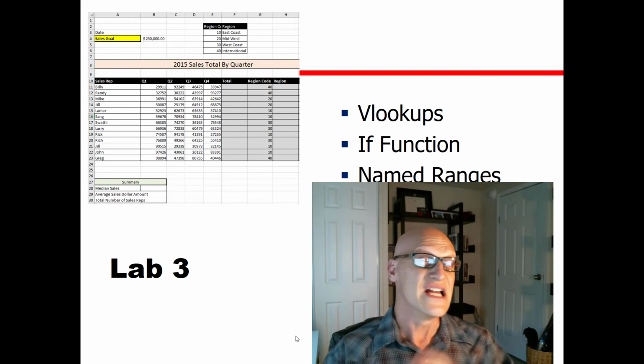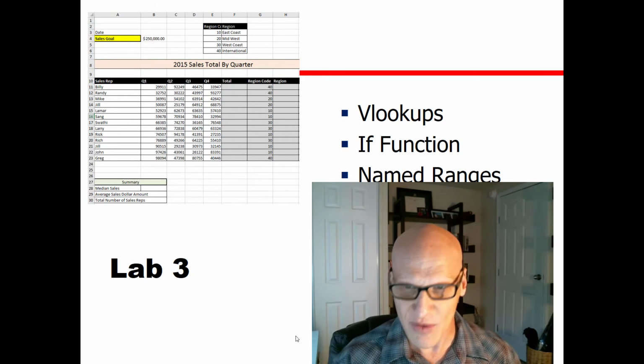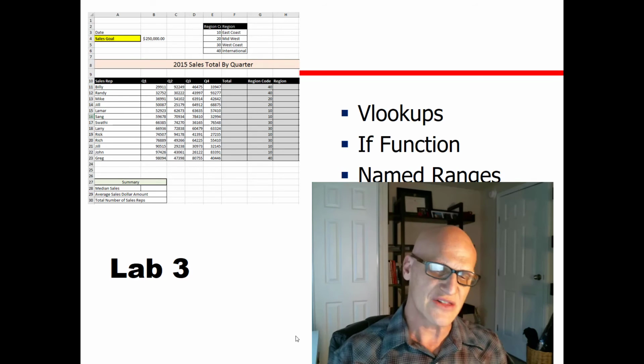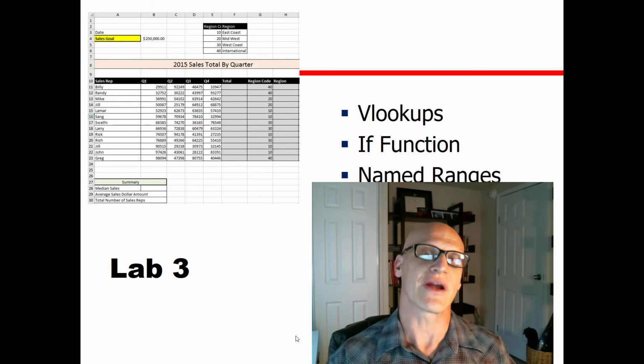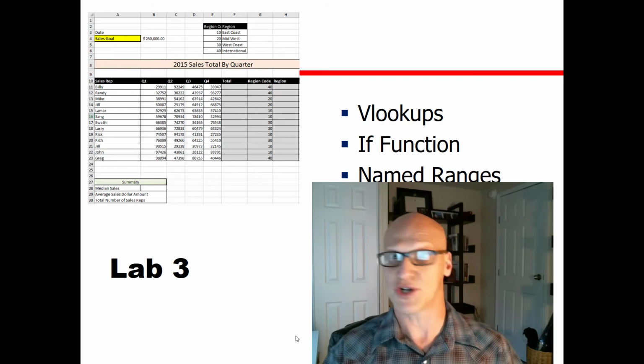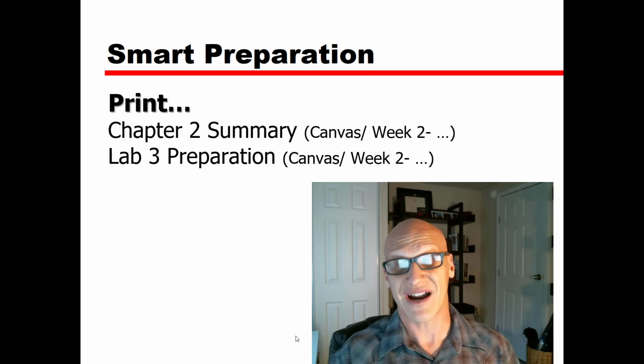Okay. Lab 3 is difficult, all right? Lab 2 wasn't that difficult. Lab 3 really is, all right? This is tough stuff this week. You're going to be doing VLOOKUPs, IF functions, named ranges, using functions like TODAY, formatting things, using the COUNT function, all sorts of stuff going on that we're going to learn this week that you're going to need to know how to do. And so how are you going to prepare for that?